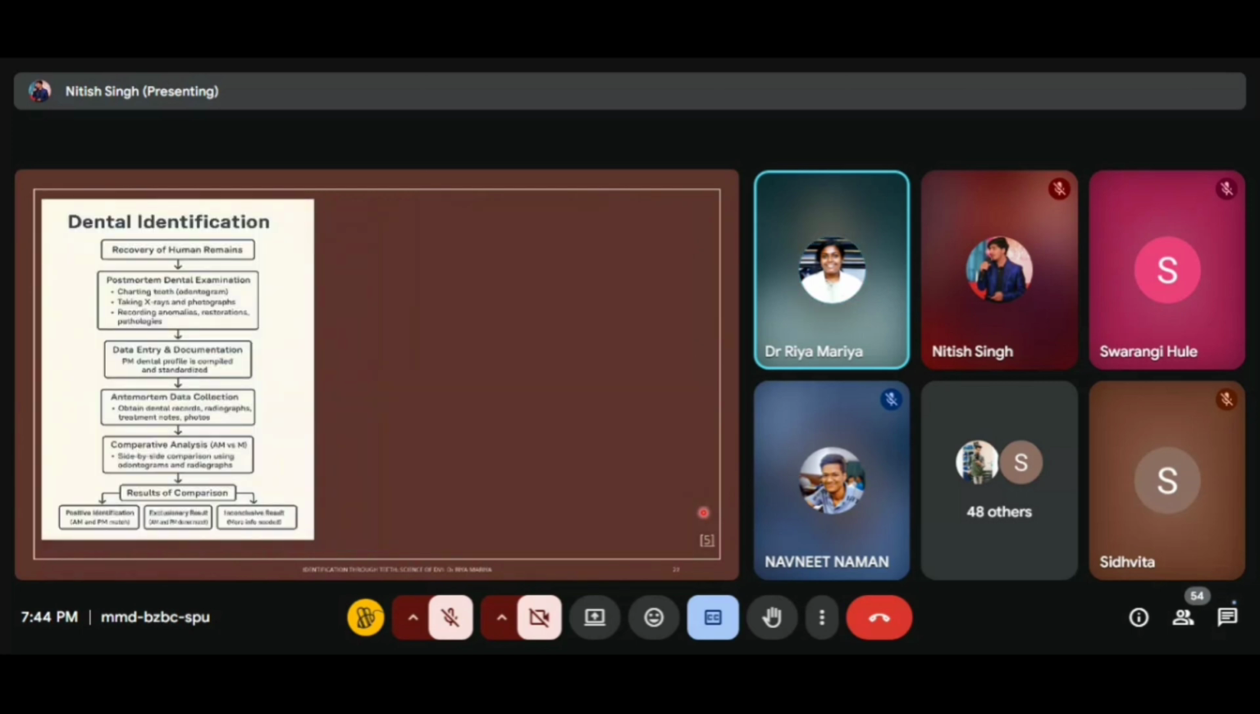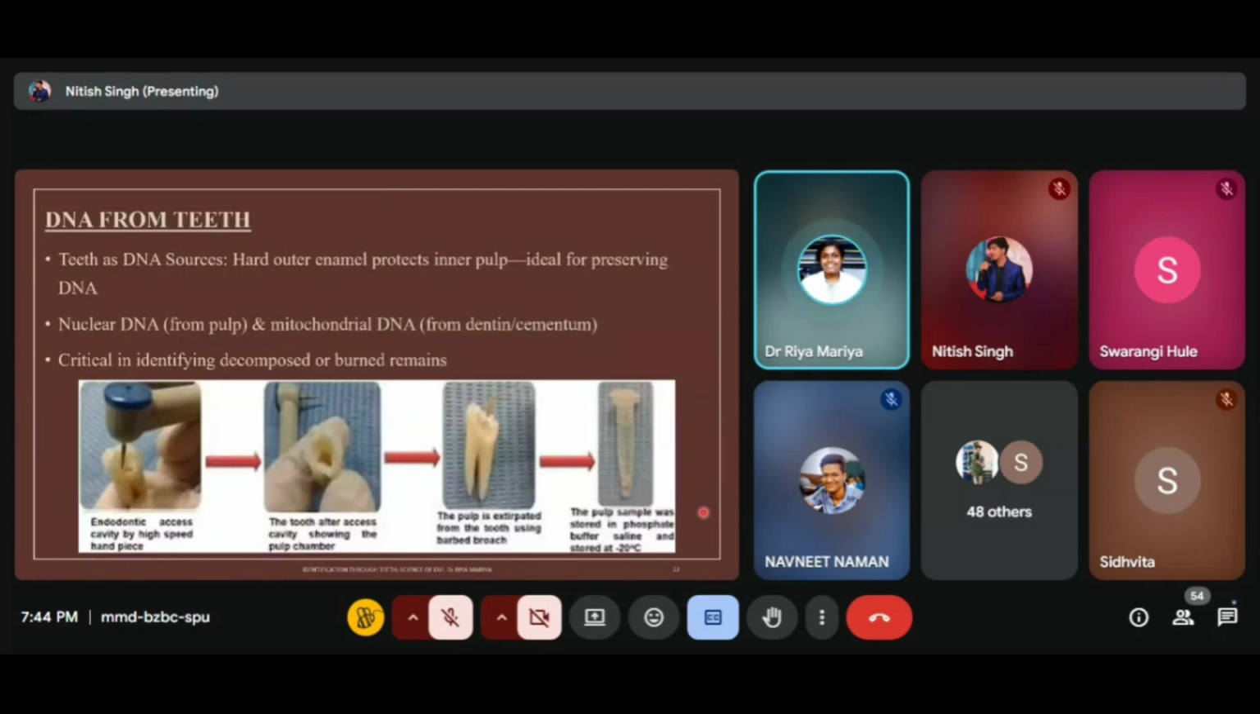Time is going. Okay, this is just a flow chart. Okay, change it. No need of further explanation. Change. Okay, this is very important.